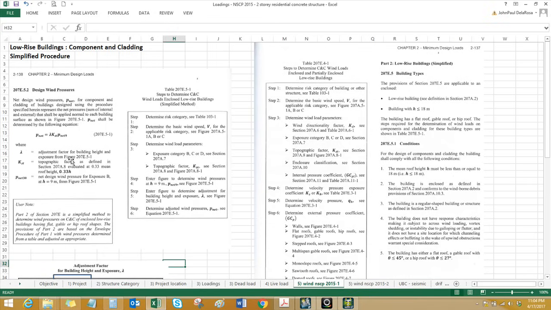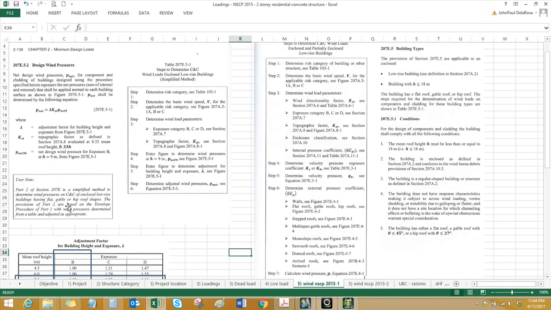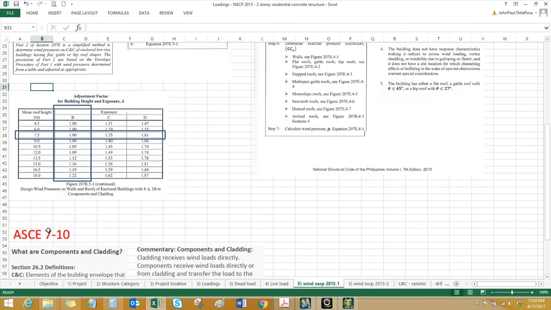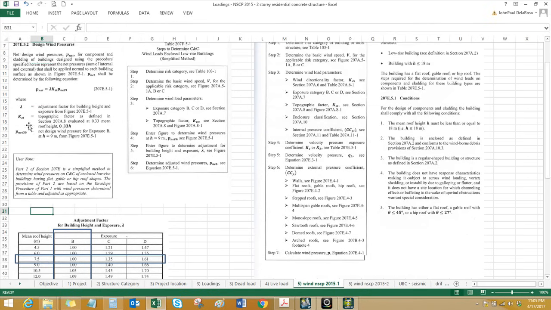Okay? Nasa figure daw na to, which is, ito na yun. Okay? So, exposure B tayo. Then, yung roof mean height natin is 7. So, consider ko yung 7.5. So, 1.0 lang yung lambda factor natin. Then, yung KZT naman, merong rigorous calculation yan just to simplify the calculation. So, i-assume ko na lang yan na 1.0. Then, yung PNET 9, it's not PNET 30.